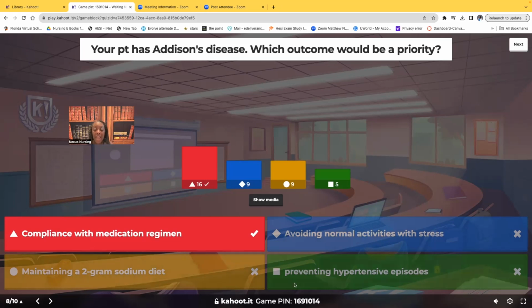Last, preventing hypertensive episodes. Nope. That person with Addison's disease, if anything, they're going to have hypotensive episodes. So the only correct answer here, guys, is medication compliance.